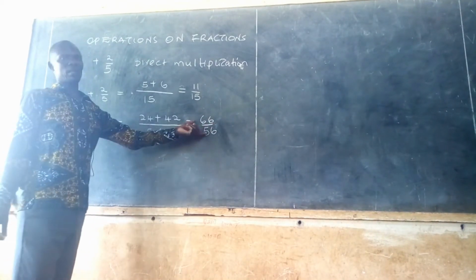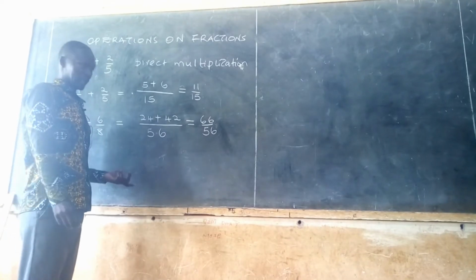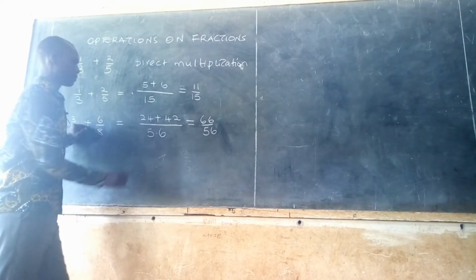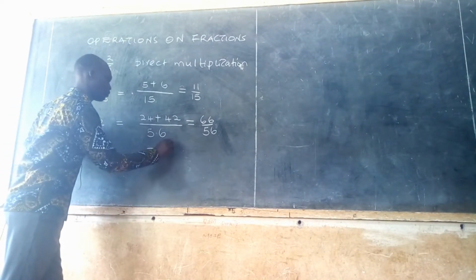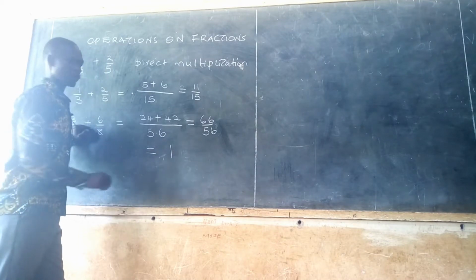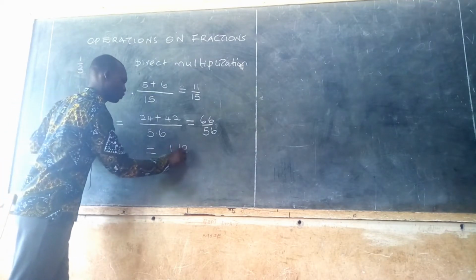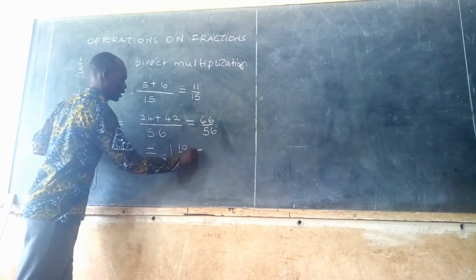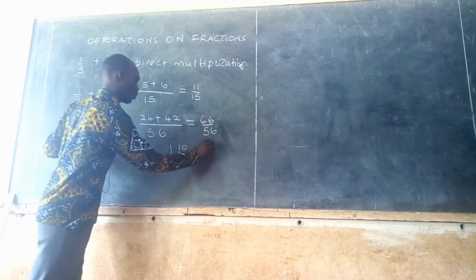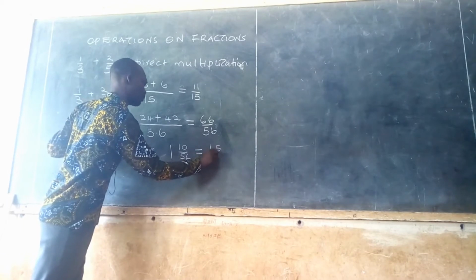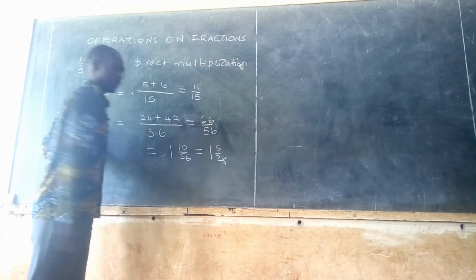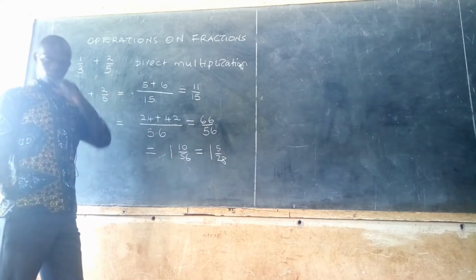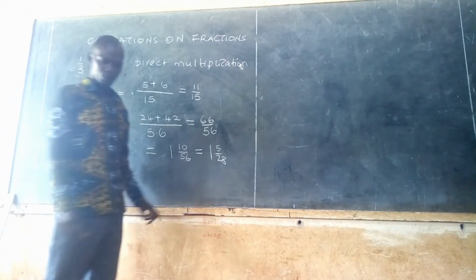66/56. This is an improper fraction. We are allowed to simplify further. So that one is going to give me 110/56 or 33/28. We can still divide further, and finally I'm going to have 15/28. This method works even with subtraction.